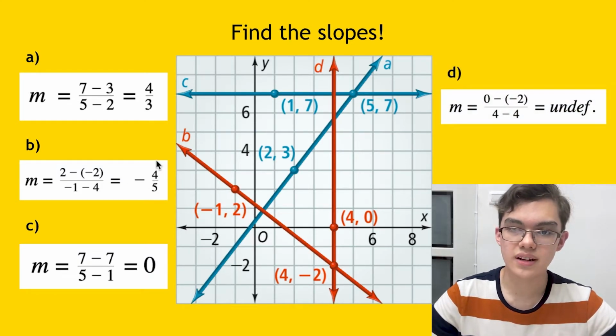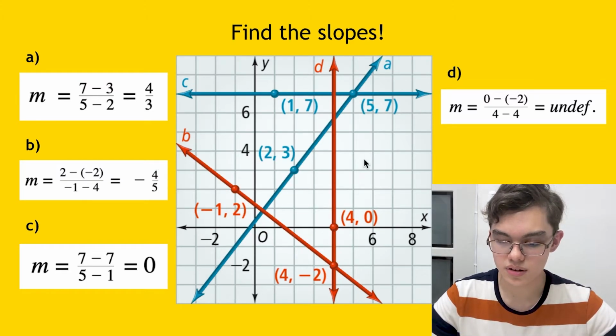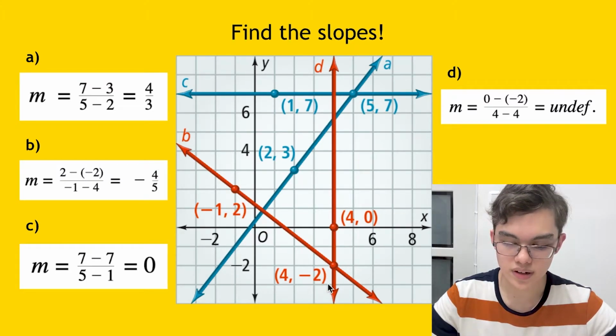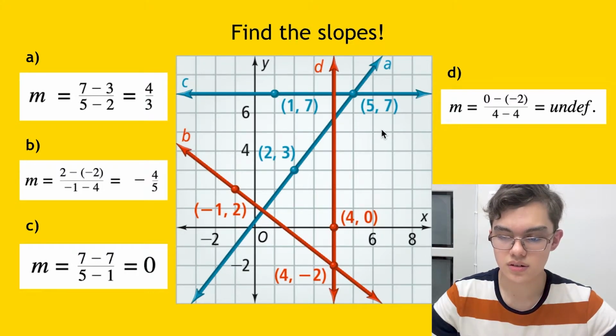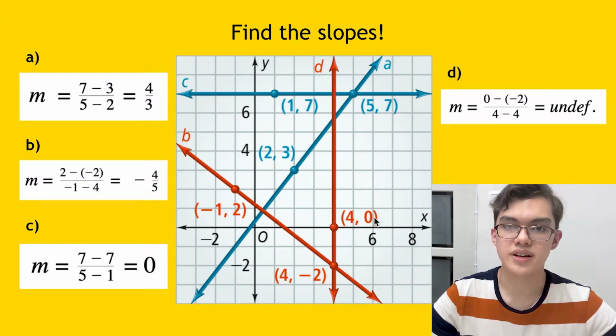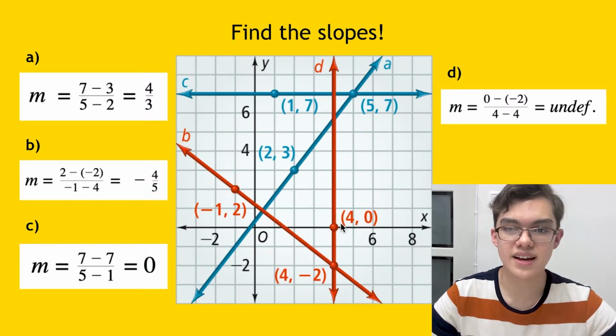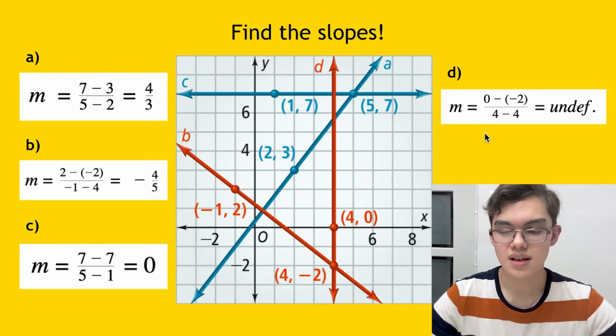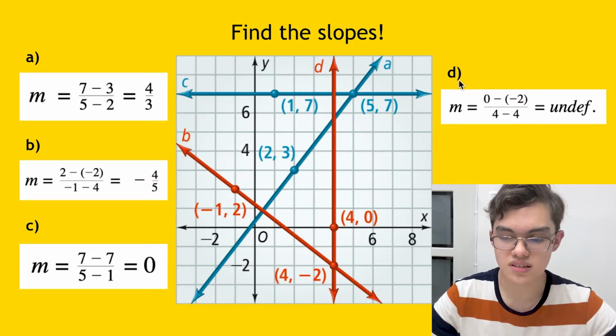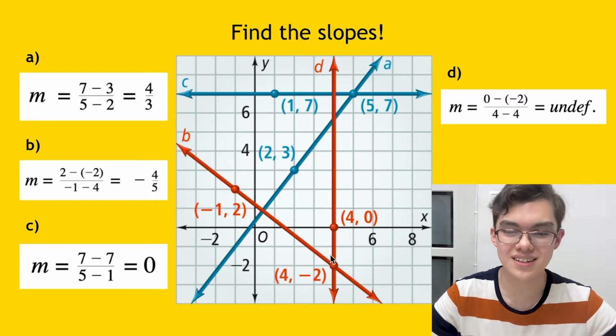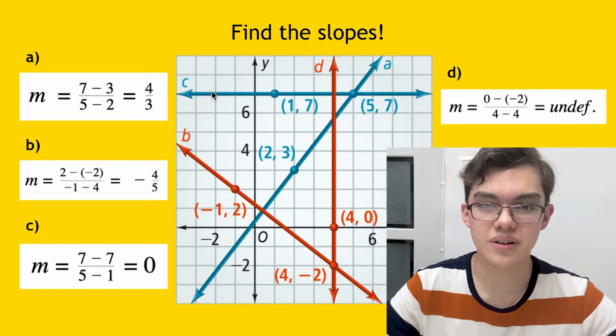Okay. And finally, for line D, we have our two points. We have (4, -2) and (4, 0). So for our numerator, y2 minus y1, 0 minus negative 2, that's 2. And for our denominator, x2 minus x1 is 4 minus 4. And when your denominator is 0, then your fraction is undefined. So the slope of line D is going to be undefined. And this is true for any vertical line in the coordinate plane, no matter where it is.